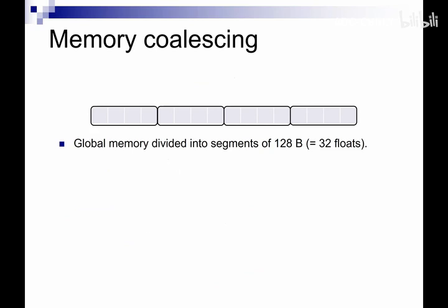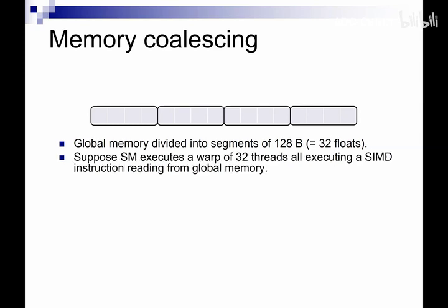First of all, memory coalescing. The way GPU memory works is that the global memory, and this only applies to global memory, is divided into segments, which are kind of like cache lines. These segments are, let's say, 128 bytes large, so that's 32 floating point values. Now suppose an SM has 32 cores, and these 32 cores are doing a warp of 32 threads, so one thread per core.